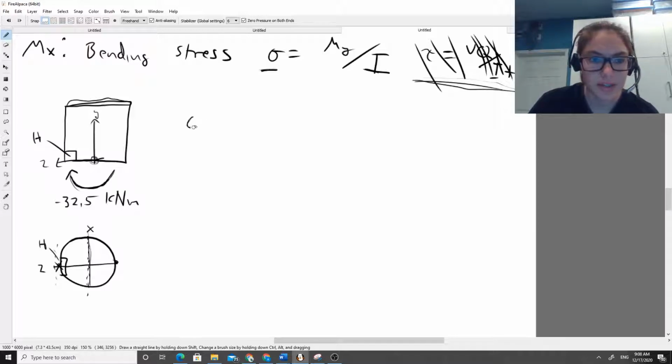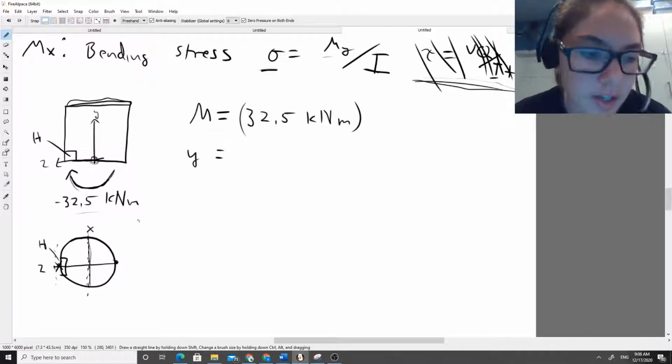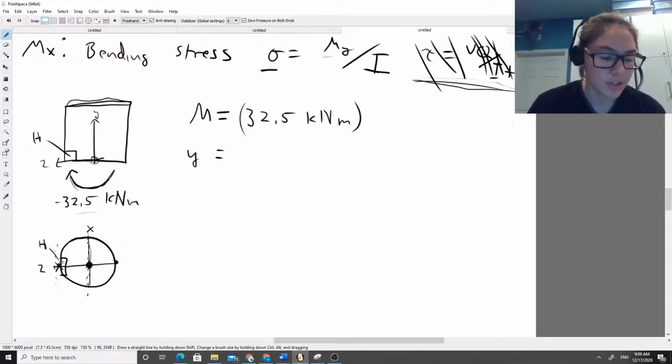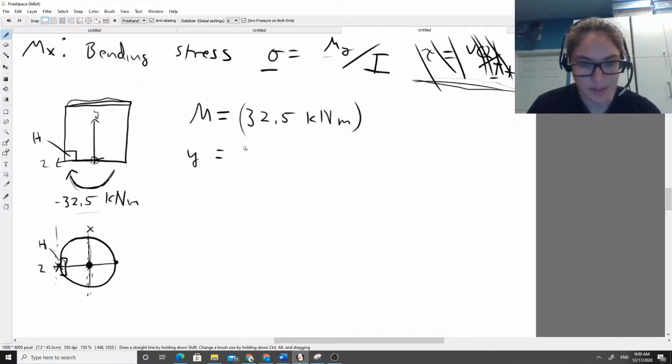So let's figure out, actually let's do this. M in this equation is just the moment. So that's just going to be 32.5 kilonewton meters. I'm leaving the negative out of that, and I'll explain why. y here is the distance from your neutral axis that your point of interest is at. So that's just going to be your radius, since this is your neutral axis, and the distance away from it is just your radius.